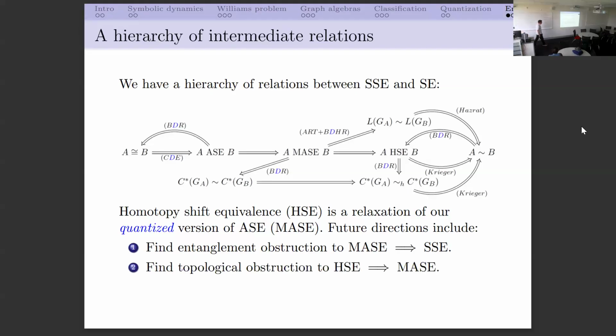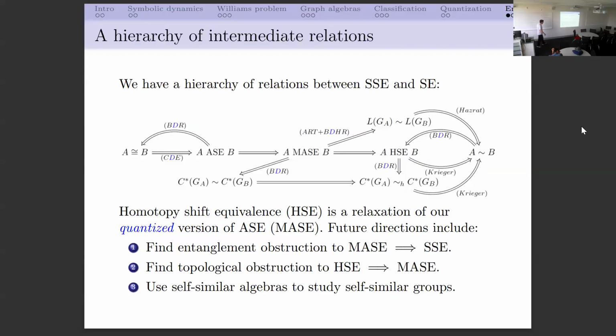Another place is to find maybe a topological obstruction from homotopy shift equivalence to module aligned shift equivalence. These are topological notions in the sense that they are notions about bimodules that are continuous, they have topology on them, and maybe there's some kind of topological obstruction that doesn't allow you to make a homotopy equivalence into an actual equality. So that's a rigidity question, a homotopy rigidity question.